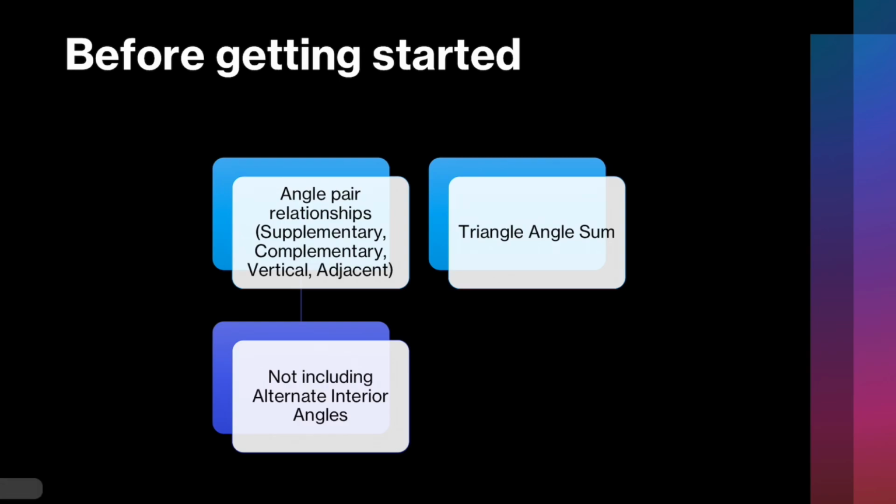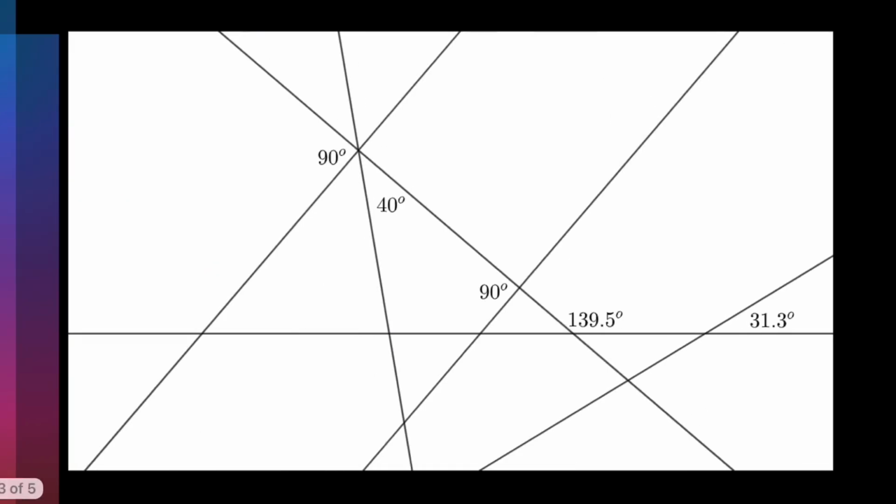So before we get started, you do need to be familiar with angle pair relationships, specifically those that I've listed. We're not going to be talking about alternate interior angles or corresponding angles or anything like that. And you also need to know triangle angle sum, that all the interior angles of a triangle add up to 180 degrees. So here's a picture. Believe it or not, every single angle here can be solved using those angle pair relationships.